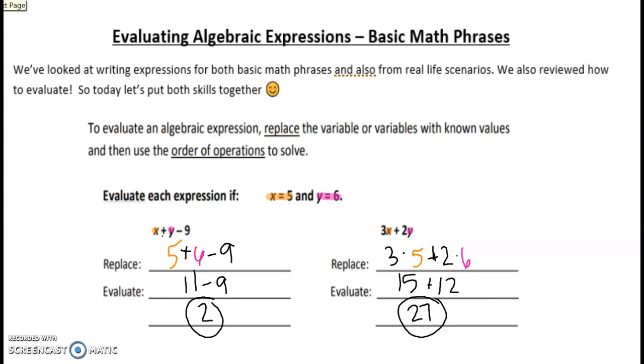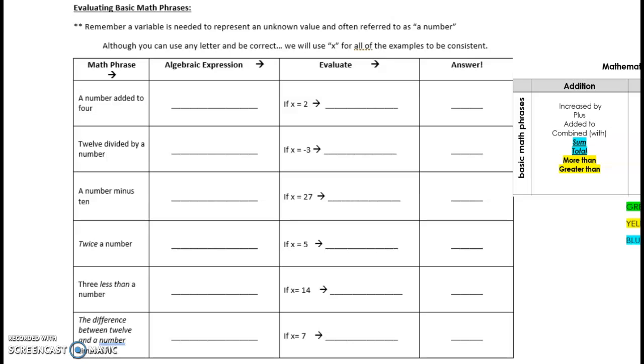All right, so we're going to be looking at how we use that for evaluating basic math phrases. Remember, we've been looking at writing expressions given phrases and real world scenarios. We're just going to put it all together. We're going to have a math phrase, turn it into an algebraic expression, then add on that idea of evaluating it for a certain number and finding your single term answer.